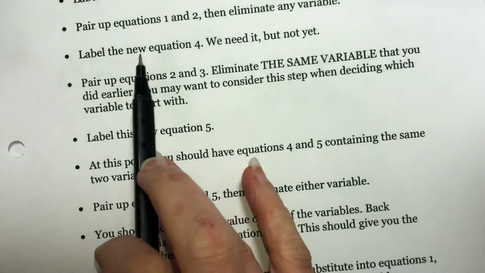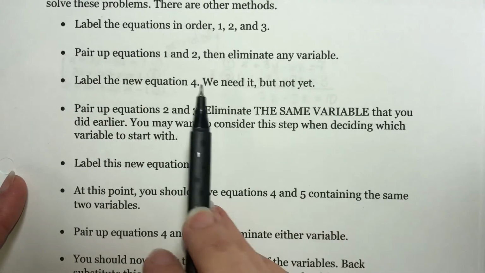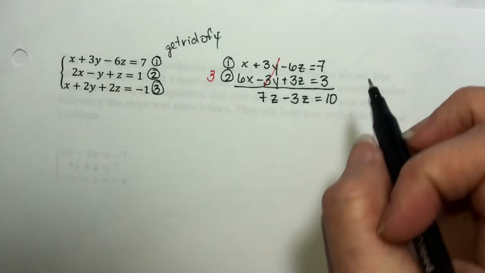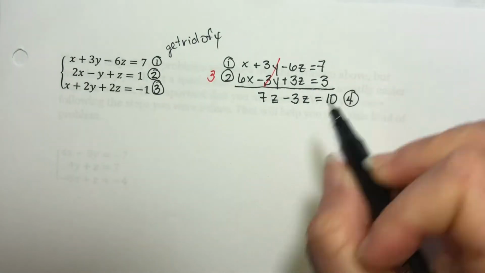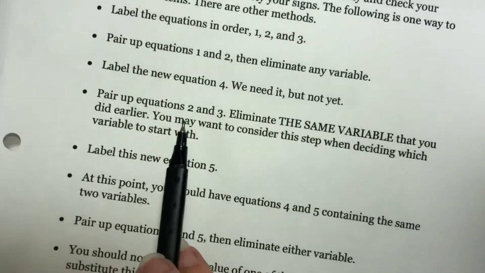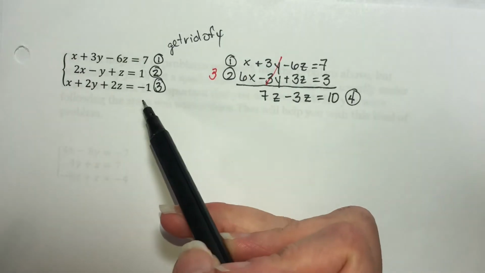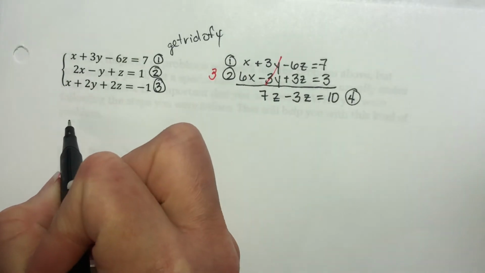Okay. Now we have a new equation. We're going to need it, but not yet, and we're going to label it 4. So this is my equation number 4. We'll use it in a minute. Okay. Our next step is to pair up 2 and 3 and eliminate the same variable. Okay, so we got rid of y. We're going to need to get rid of y again.